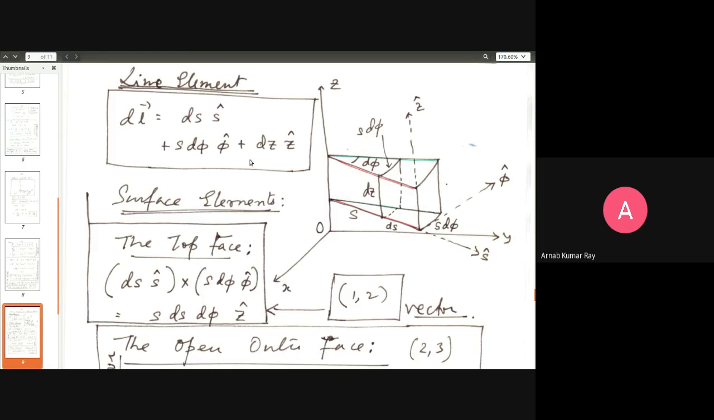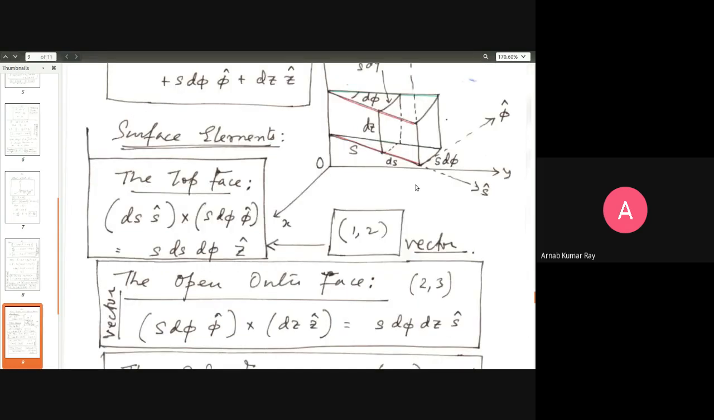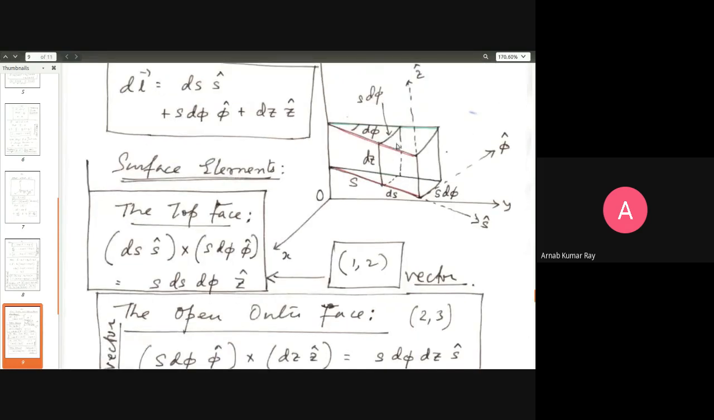I hope you have not forgotten what I asked you to think of during the discussion on the Cartesian coordinate system, dx x cap plus dy y cap plus dz z cap. All you have to do is to treat this thing in the same way. This is 1, this is 2, and this is 3. So we shall now find the surface elements of this wedge-like thing that we have drawn.